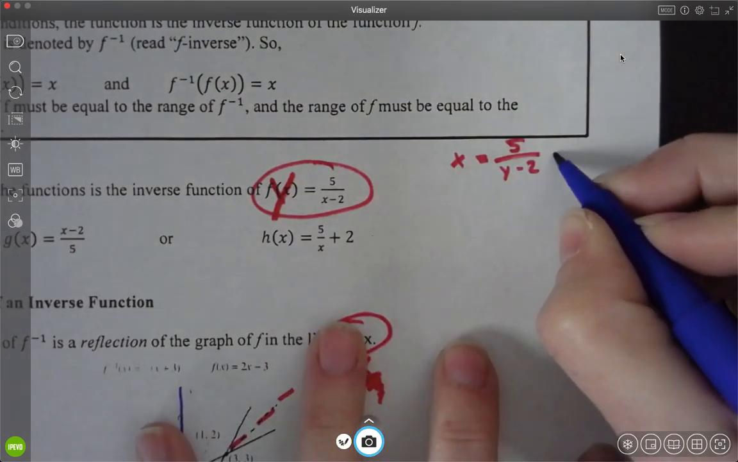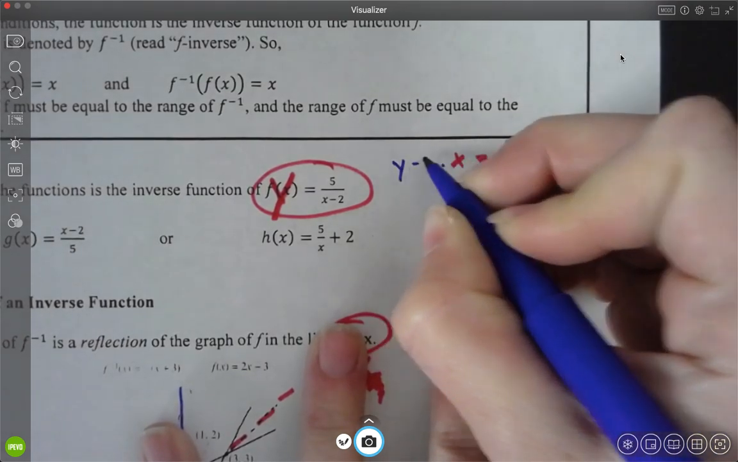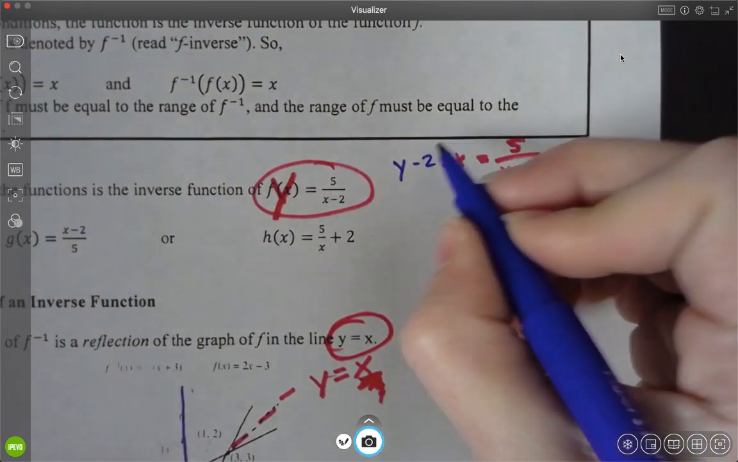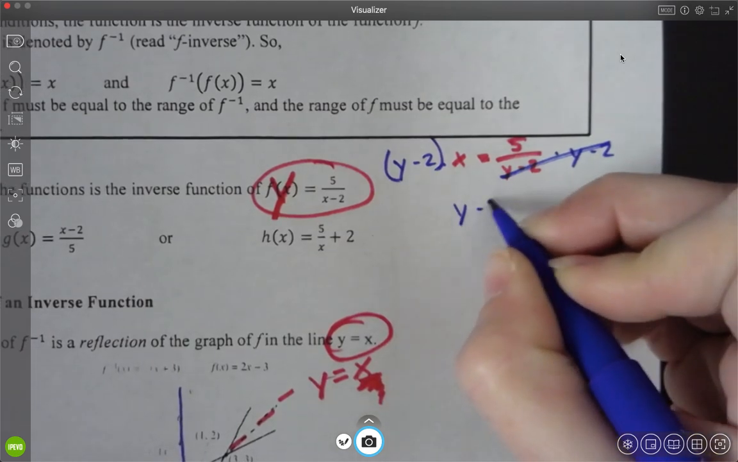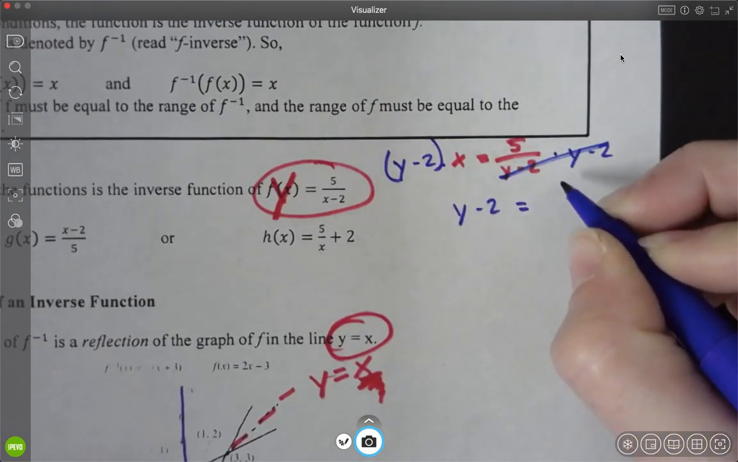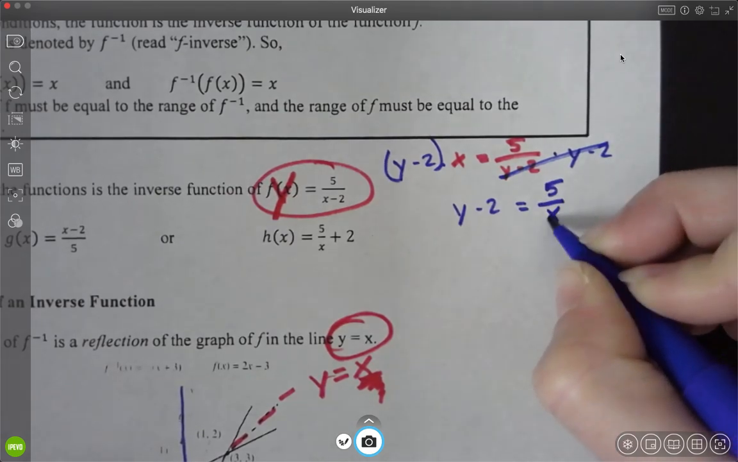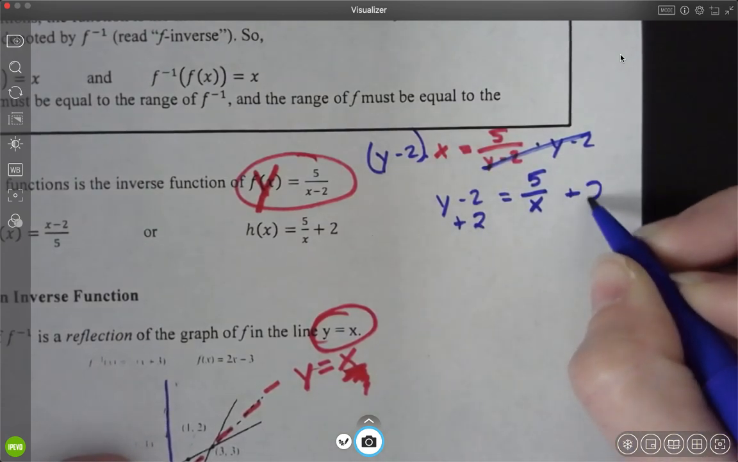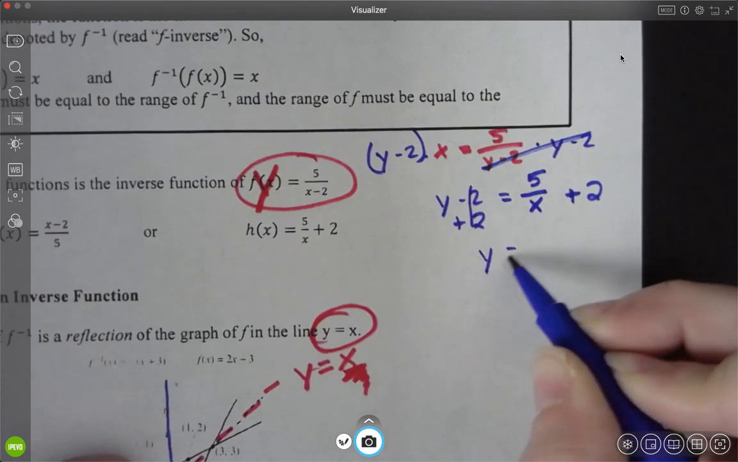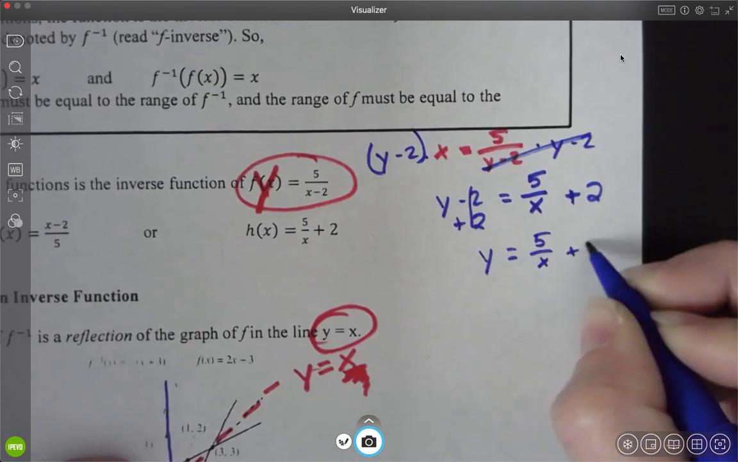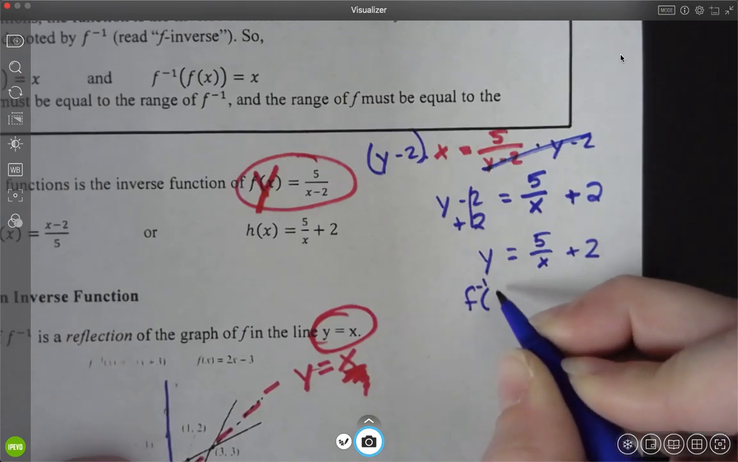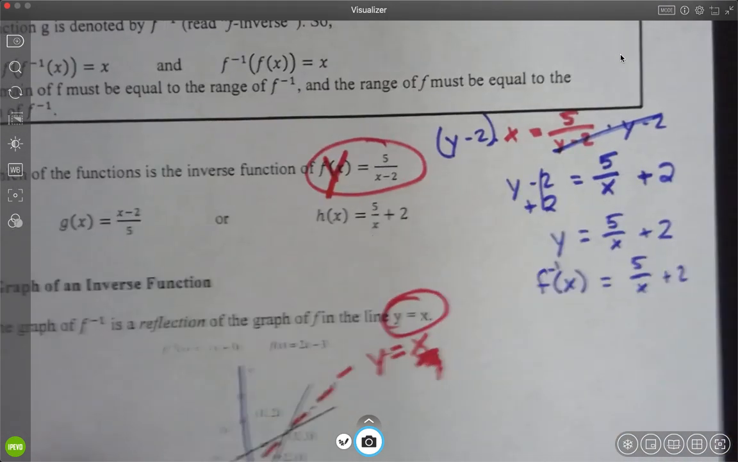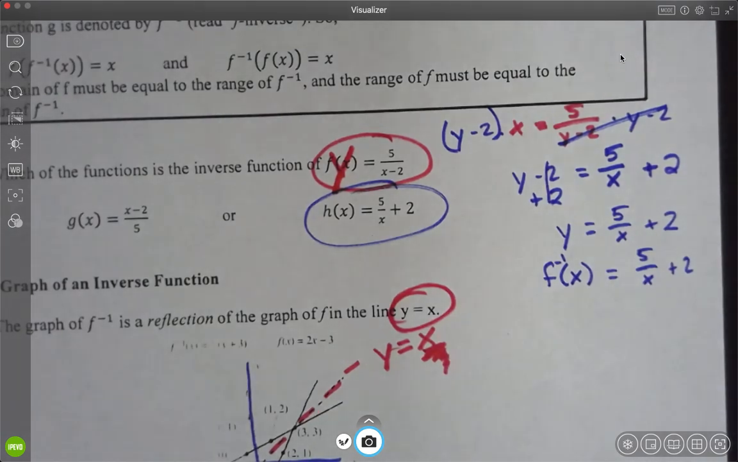Okay, so I'm going to times the y minus 2 to the other side, right? Times y minus 2. Okay, don't distribute the x through, though. Divide by x, yeah, let's get the x gone now. So y minus 2 is just hanging out over there. And we're going to divide the x over, so that will look like 5 divided by x, right? And then plus 2, y equals 5 over x plus 2, or if you change it back to f inverse of x equals 5 over x plus 2, okay? So which one does he match up with? H of x. Those two are inverses of each other.